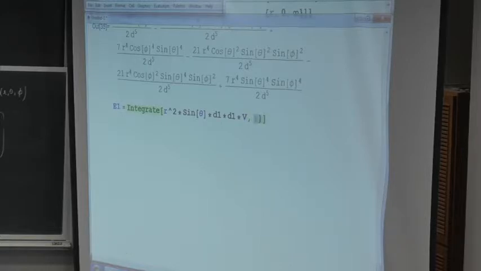Now I need to define the limits of integration. Theta goes from 0 to pi, phi goes from 0 to 2 pi, and r goes from 0 to infinity. Okay, I get this value. This is the correction to the energy in the presence of the crystal field if that single electron happens to lie in the orbital which we call d1, which is dz square.